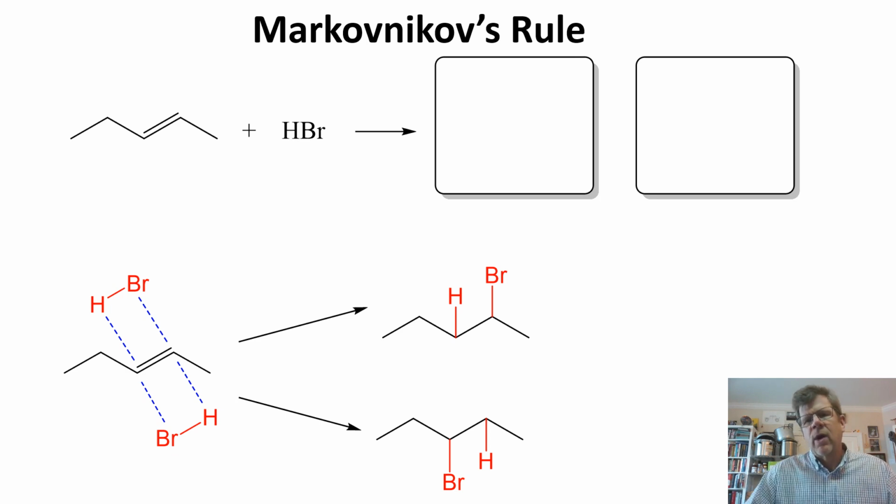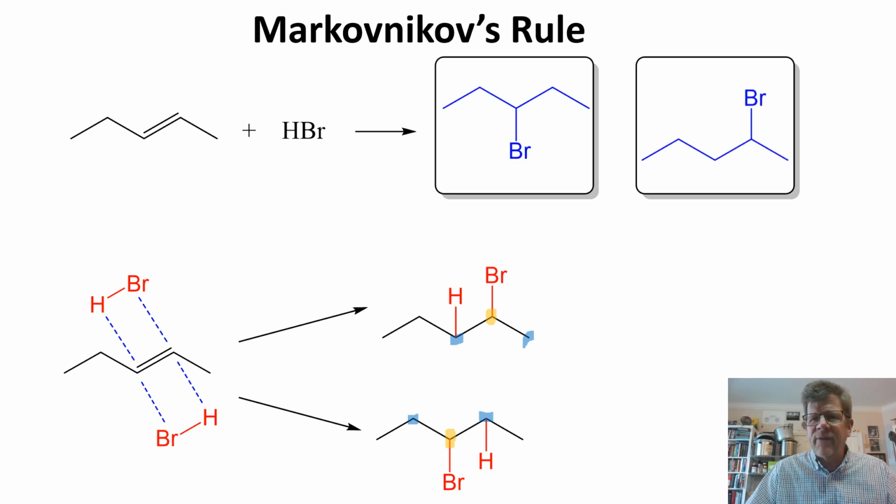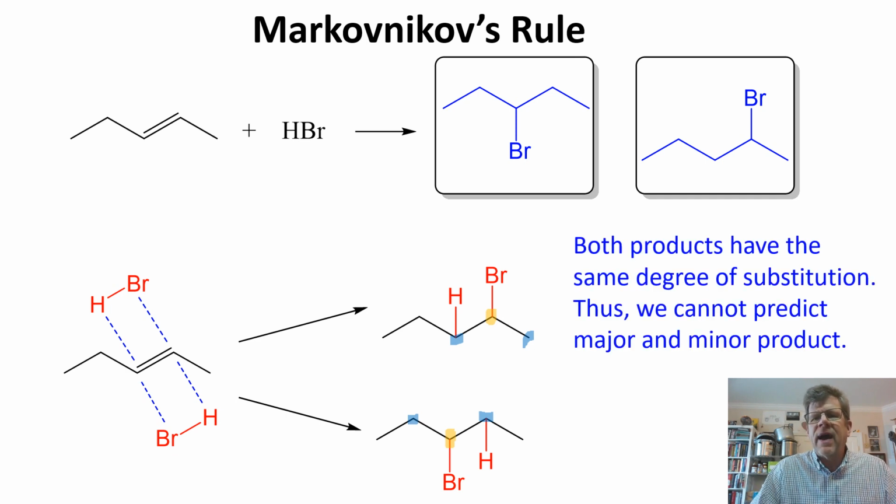Different products. Now, maybe you'll notice that on the product profile on top, I did not write down major and minor product. That is for a reason. It is because if we were to try to identify the substitution patterns on each of these, so I've just highlighted the carbon directly attached to that halide substituent, we would find that they're both connected to two other carbons. They're both doubly substituted. So we have our two products, they're different products, but they have the same degree of substitution. So in this case, we cannot predict a major and minor product out of this. One might exist, one might be major and one might be minor. The point is, we cannot predict that using Markovnikov's rule.